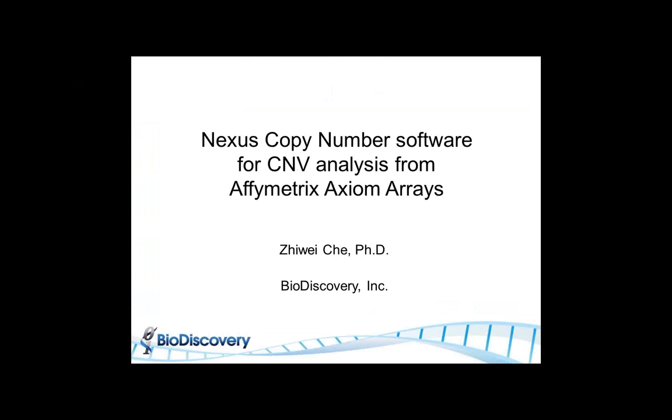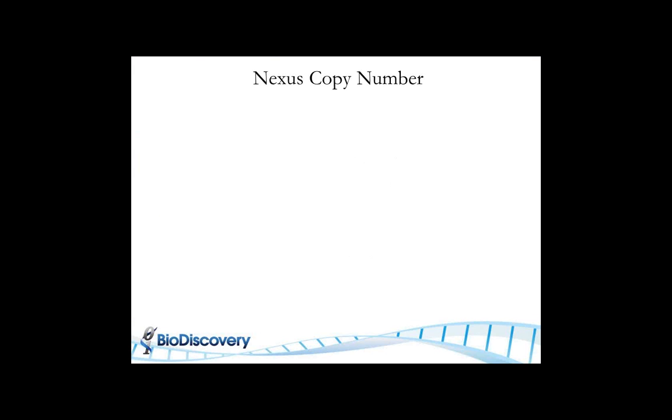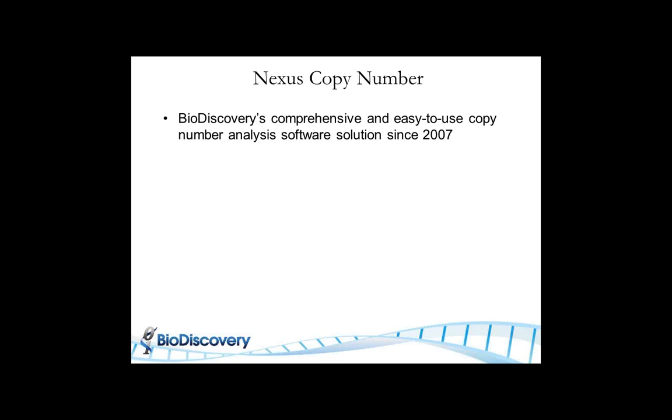So Nexus Copy Number software to analyze the Affymetrix Axiom array for copy number results. To give you some background information about this software, Nexus Copy Number is our company's comprehensive and user-friendly copy number analysis software solution. It has been out since 2007. So right now, it has been well accepted worldwide in over 400 research institutions and clinical labs.